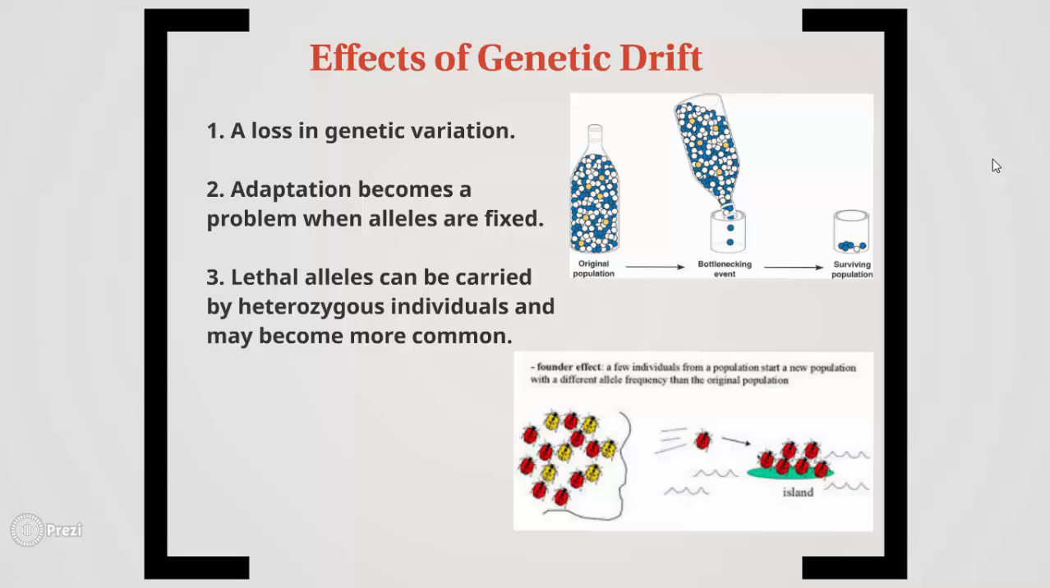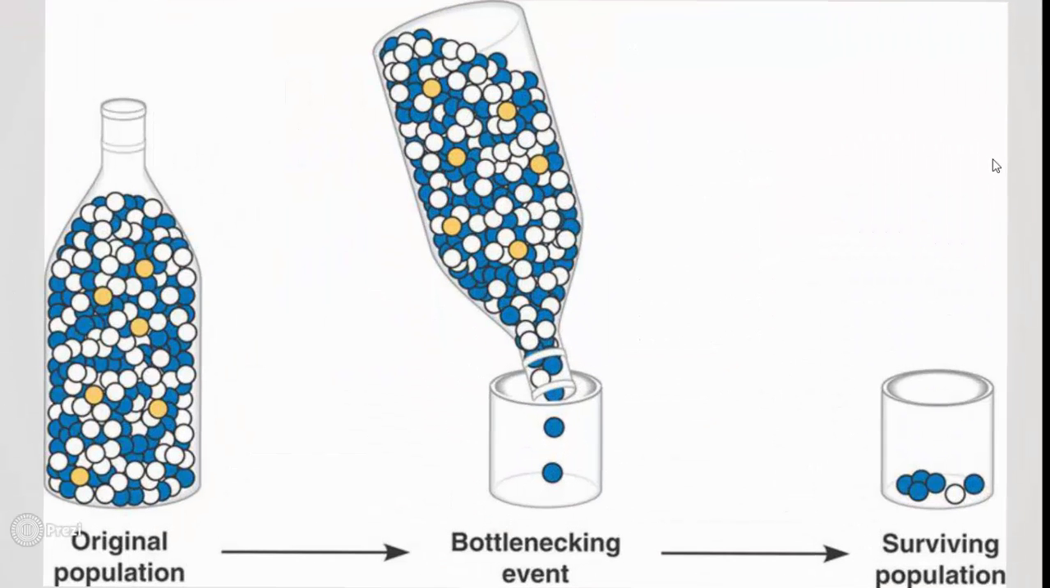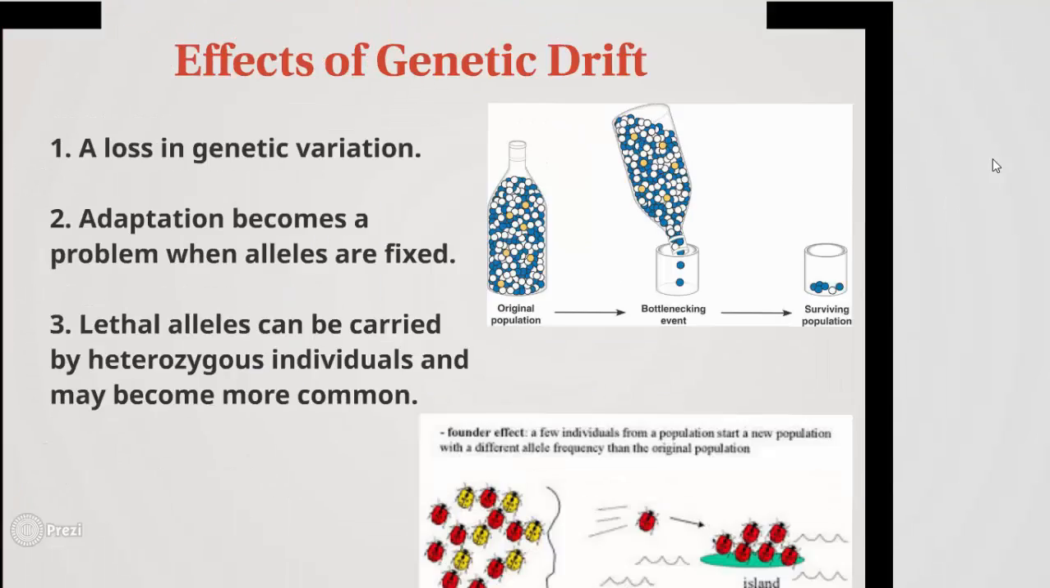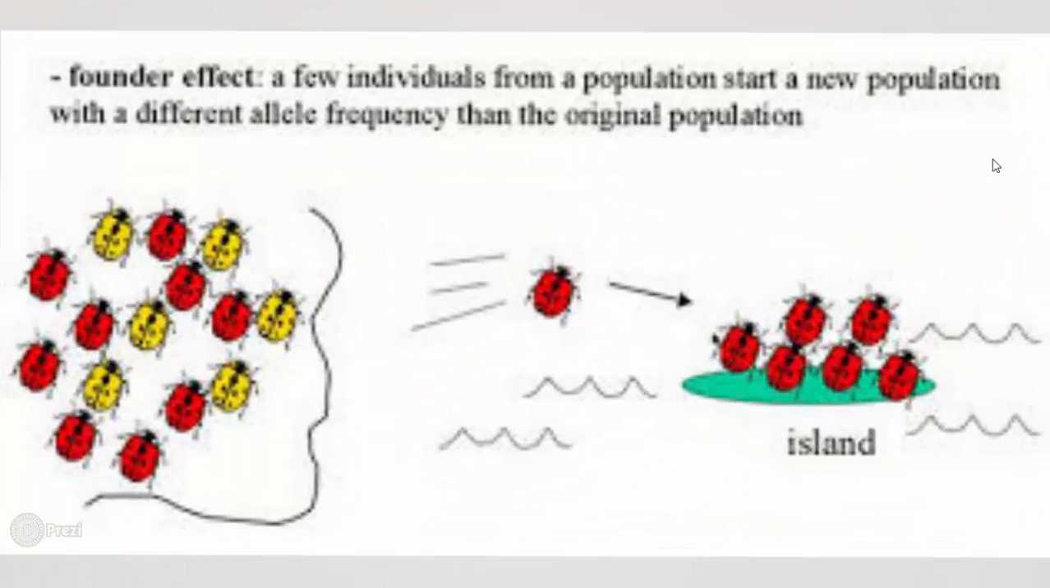So it's just like there used to be yellow ladybugs and red ladybugs. The red ladybugs ended up on an island, and the entire island became full of red ladybugs. This is the bottleneck event. The original population, all of them died except a few of them. The surviving population went ahead and reproduced. Founder effect, as I stated right there.